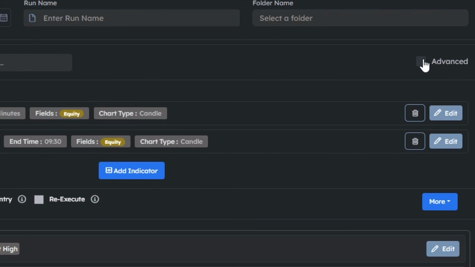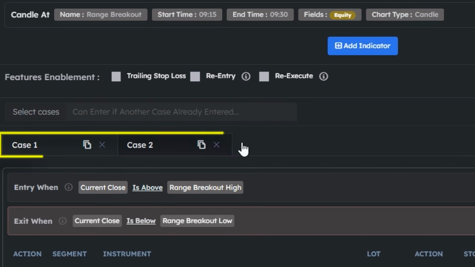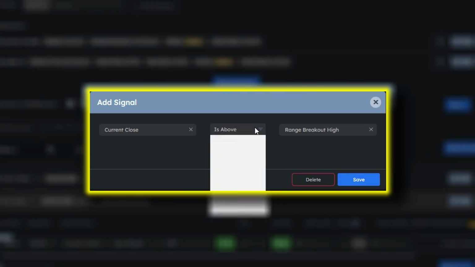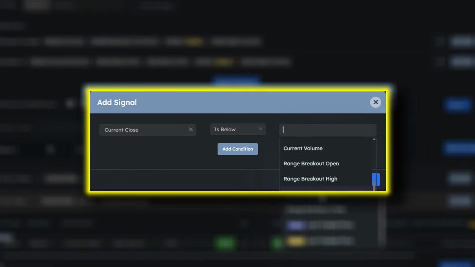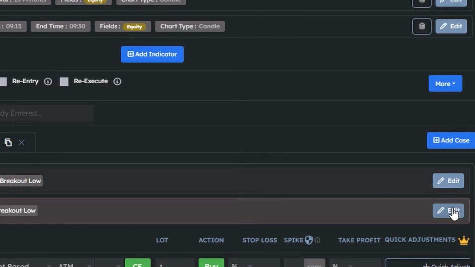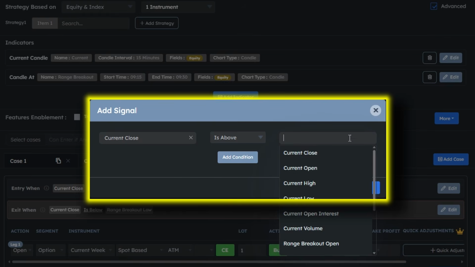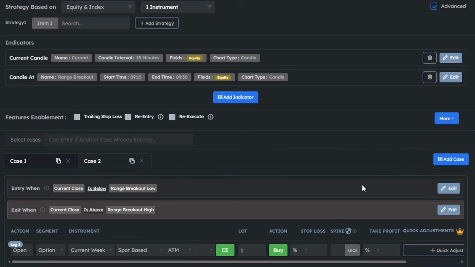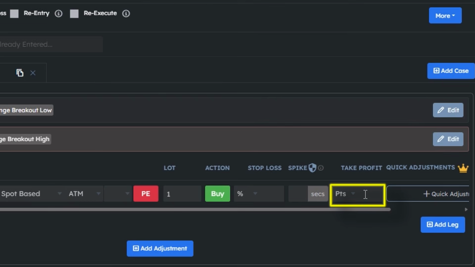Next, enable the advanced option and duplicate case 1 to create case 2. In case 2, update the entry condition to current close is below range breakout low. For exit, set it as current close is above range breakout high. Choose put option and again set the take profit to 20 points.